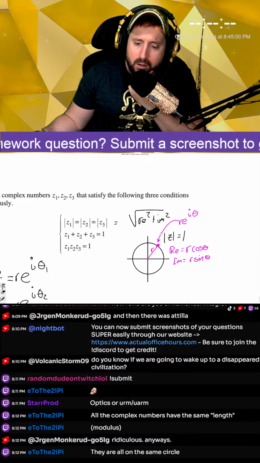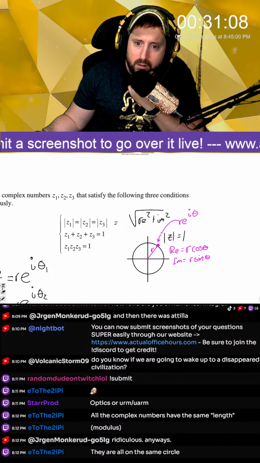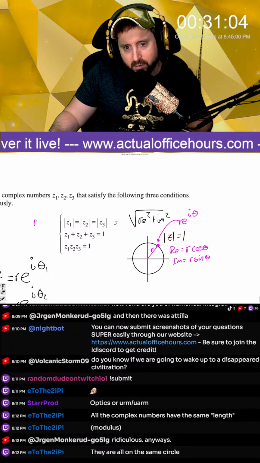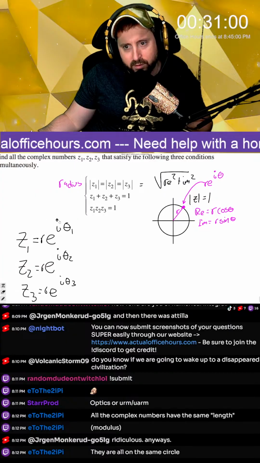Yeah, and Zach makes a good point. They're all going to be on the same circle because their absolute values are all equal to each other. Right. Okay. This refers to the radius. And if the radii are all the same.